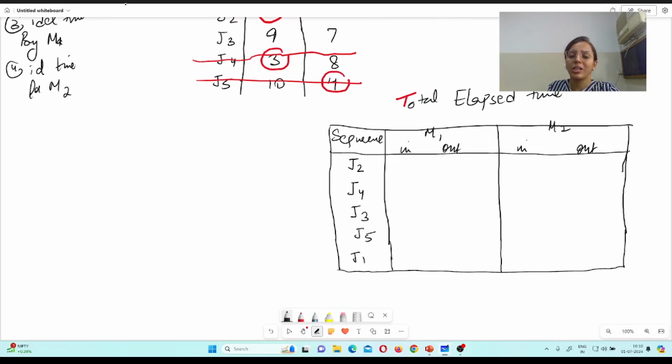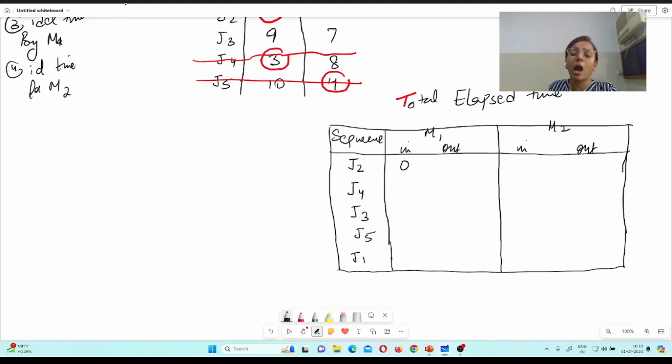Right. So the total elapsed time we have to start up, as we have given in the question, is all the processing time. So start up with that. When we start up something, when a job is going into one machine and being processed, the starting time is always 0.